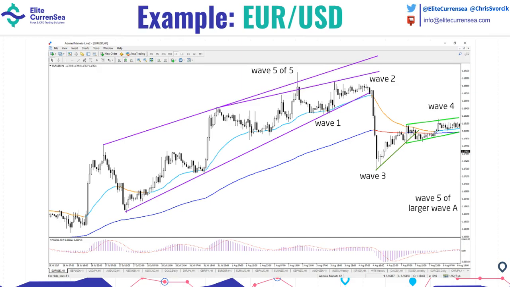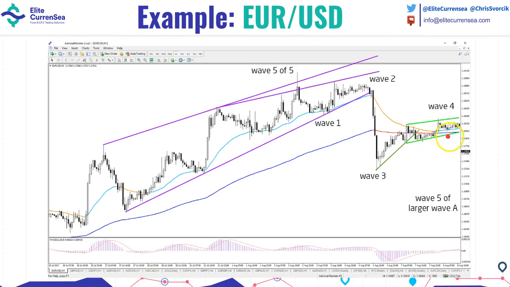So when price breaks through the support trend line, it's an indication of continuation. We get the wave 3 and the wave 4. So according to wave patterns, we're still looking for a wave 5 of a larger wave A. So this is what I was analyzing live in the webinar, and I was analyzing live in the video with Elite Currency and a live webinar with Admiral Markets.